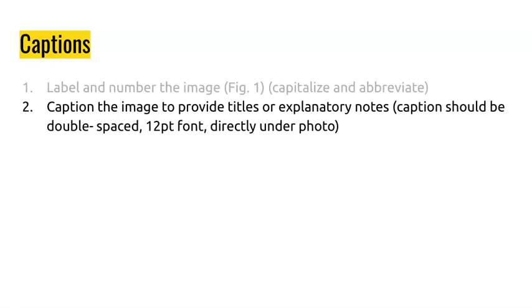After that, you're going to include context for the image. So caption the image to provide titles or explanatory notes. So for example, if you're including a photo on introversion, what it would say is Fig 1, photo that demonstrates the differences between introversion and extroversion. So those are the explanatory notes. Keep in mind that your caption itself should be double-spaced, 12-point font, Times New Roman, directly underneath the photo. These captions are MLA specific.